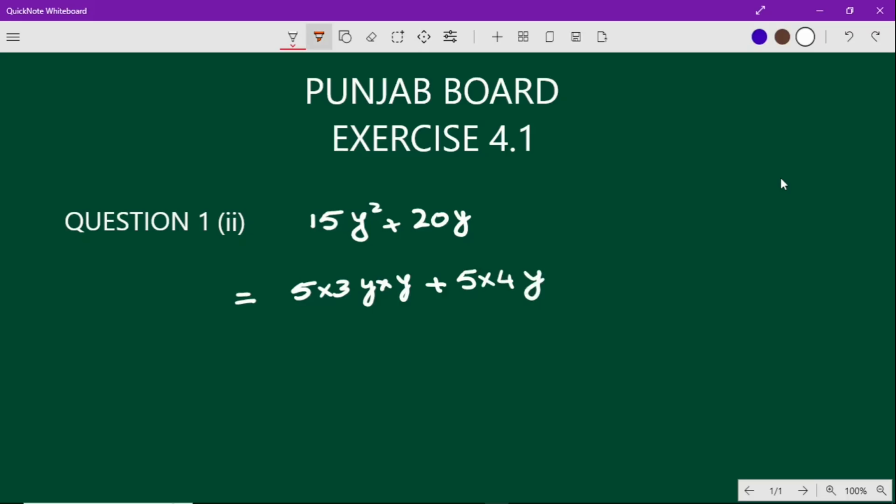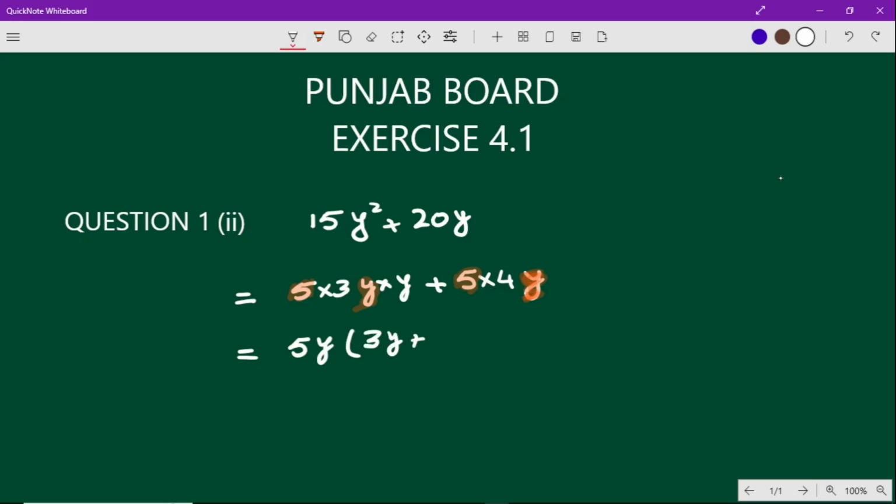Now we have this 5 common from the first term, and this 5 common. Also this y is common. I'm highlighting that it is common. So these two terms are common from these two terms. So 5y is common, and we are left with 3y.